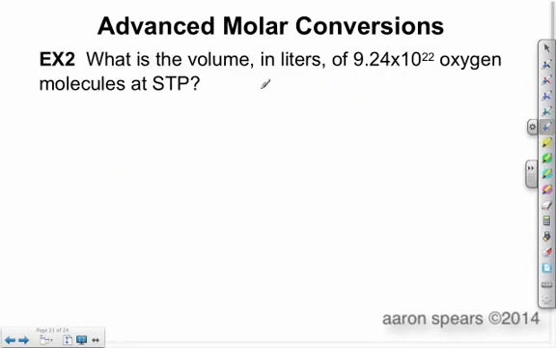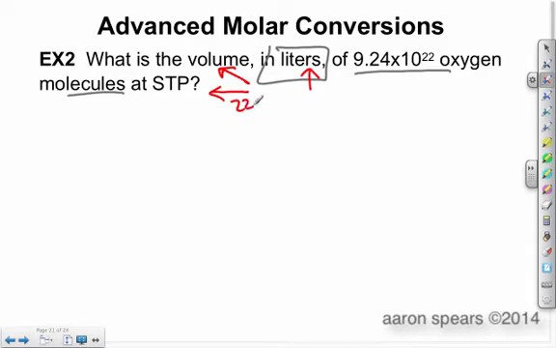In our next example, we are asked to find the volume in liters of 9.4 times 10 to the 22 oxygen molecules at STP. Right off the bat, I see some key indicators of relationships that I'll be using in this problem. Liters, volume, and STP all indicate that I will use 22.4 liters is equal to 1 mole somewhere in this problem. Also, I noticed that molecules, a type of represented particle, is in this problem, and that's an indication that I'll use Avogadro's number to help solve this problem.